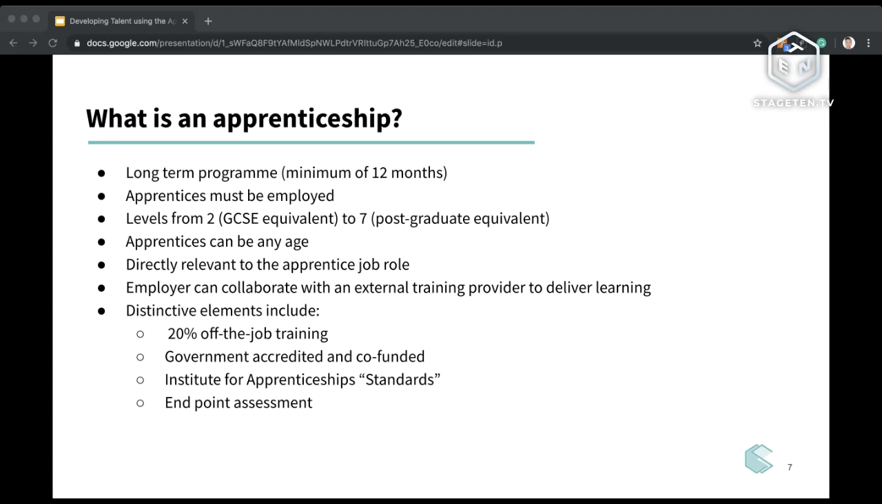And the final thing that is special about apprenticeships is there is an end point assessment, and this is carried out by an external partner. Apprenticeship training providers are not allowed to mark their own homework. So again, this adds to the credibility and validity of the programme.